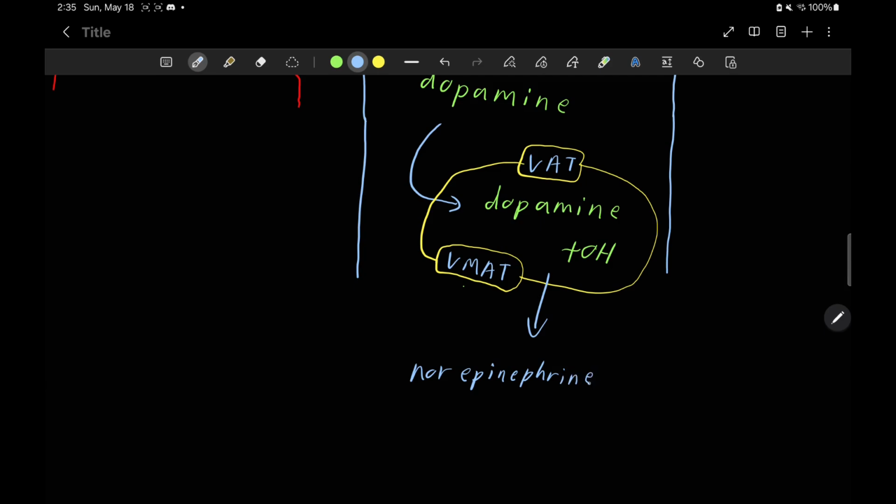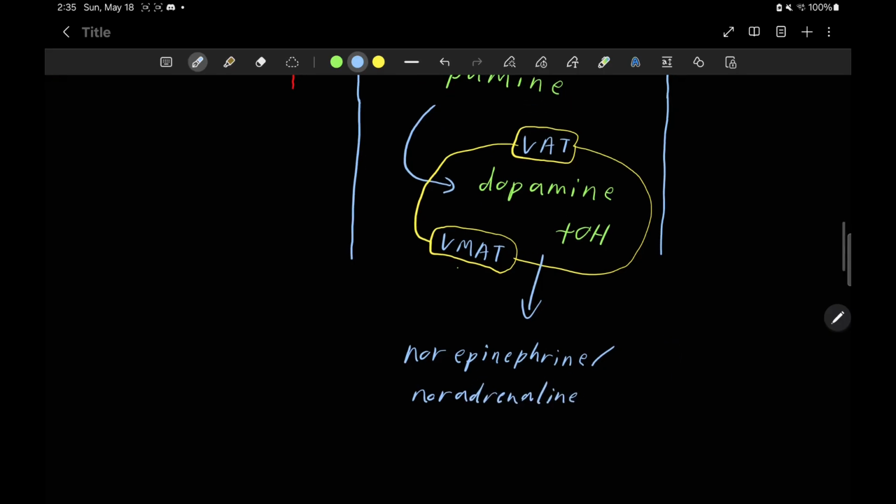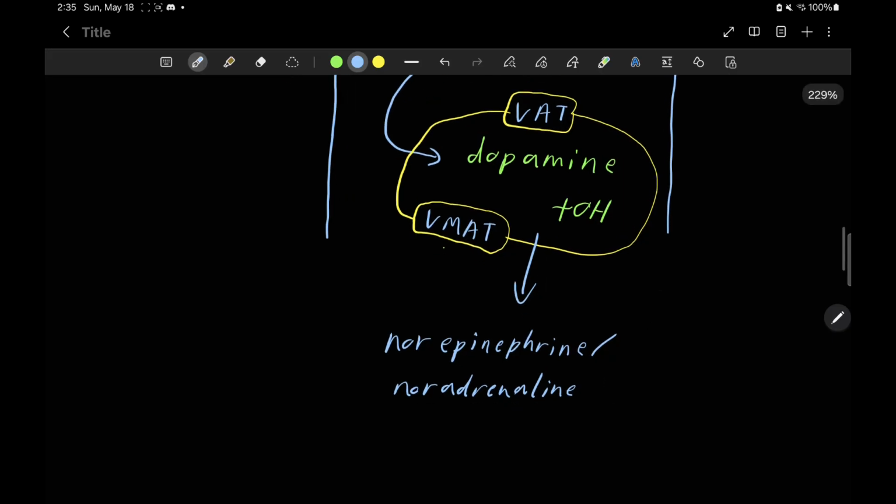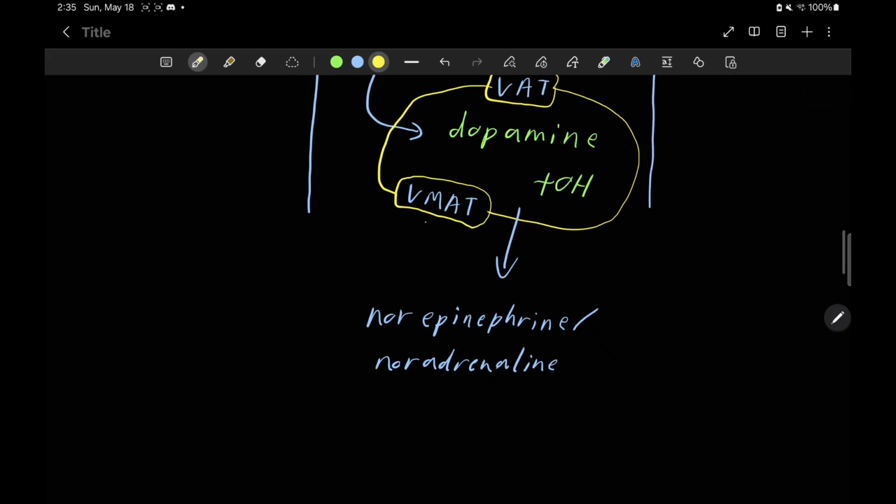And here it might get a bit confusing, but norepinephrine actually has an alternate name, which you may have heard of, called noradrenaline. So norepinephrine and noradrenaline are the exact same thing, just two different names, like British English and American English. But adding your hydroxyl group to your dopamine converts it into norepinephrine / noradrenaline.